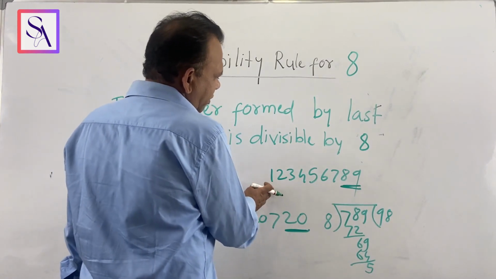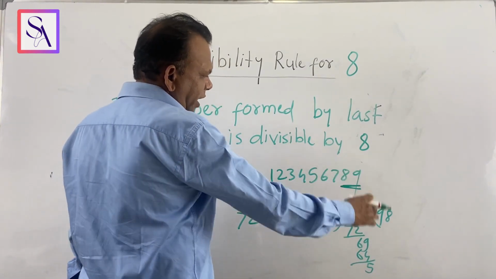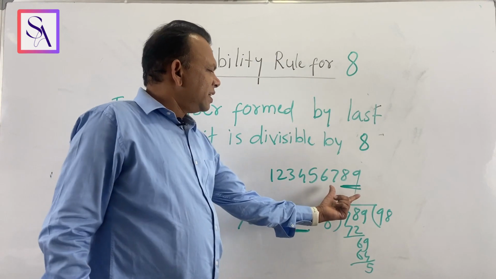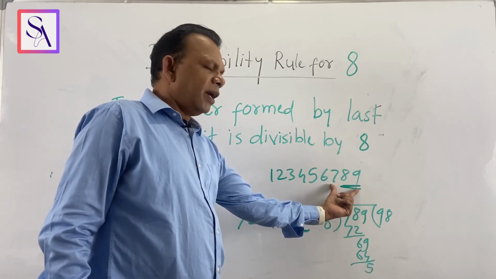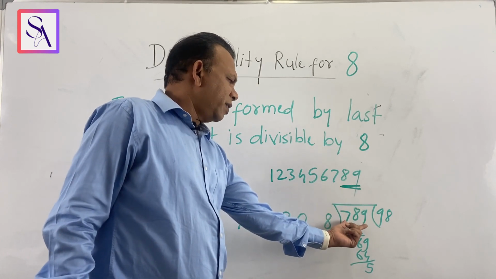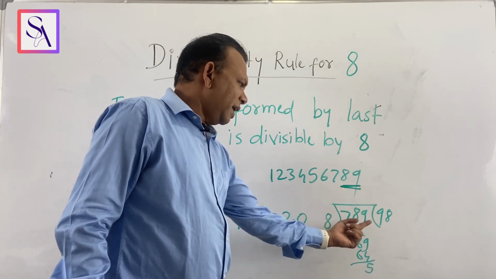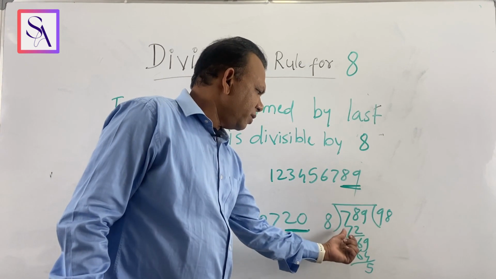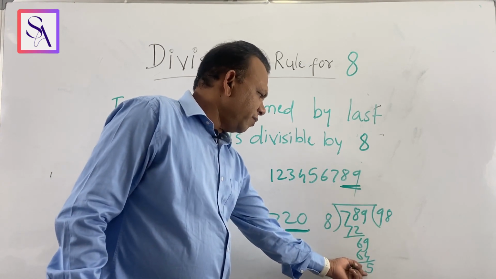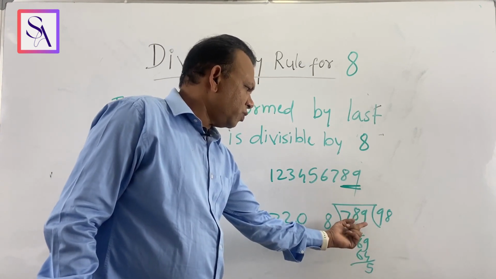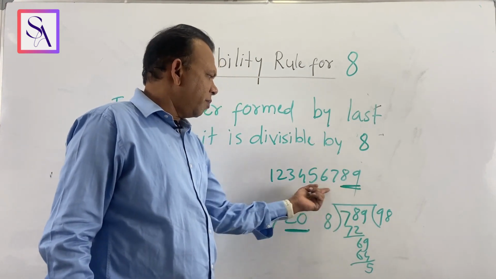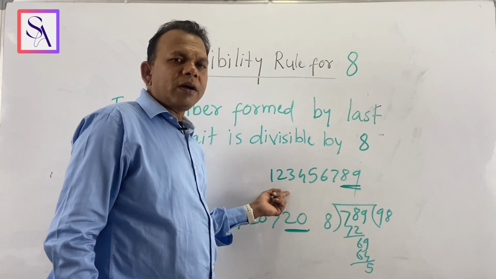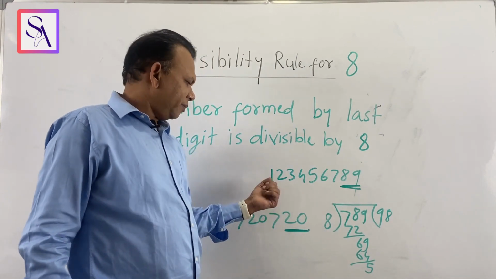Our example 1 2 3 4 5 6 7 8 9. Last three digits are 789 and number is 789. If I divide this 789 by 8, 98 is the quotient and remainder is 5. So 789 is not divisible by 8. Hence this number is not divisible by 8.